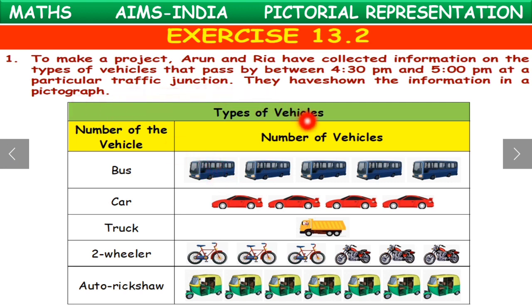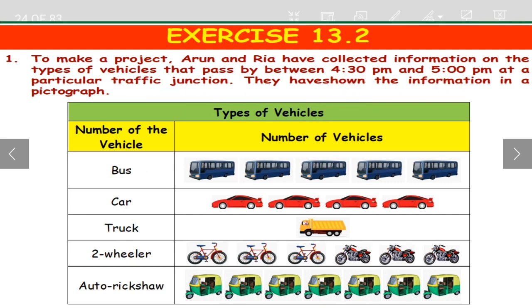Take this piece of information collected by Arun and Riya. They have shown the number of vehicles and the types of vehicles that have passed between 4:30 p.m. and 5 p.m. at a particular traffic junction.